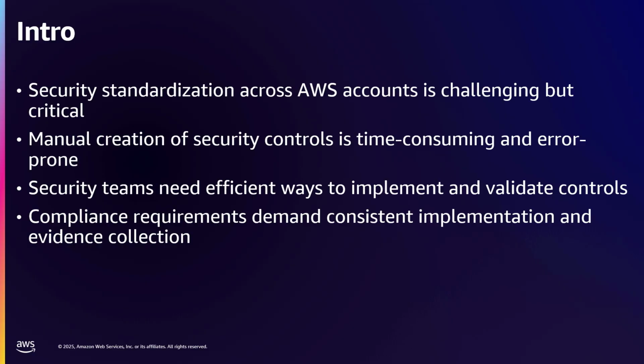So security standardization across AWS accounts is challenging, but it's critical, right? Some of your organizations require NIST, various different compliances, if you're in healthcare, like HIPAA. Having that security standardization is important. It helps make your job easier and your life easier. Manual creation of security controls is time-consuming and it's error-prone. Security teams should be automating as much as they can through infrastructure as code. We shouldn't be in the console creating roles and writing stuff in the console, right? It's just too error-prone for security standardization.